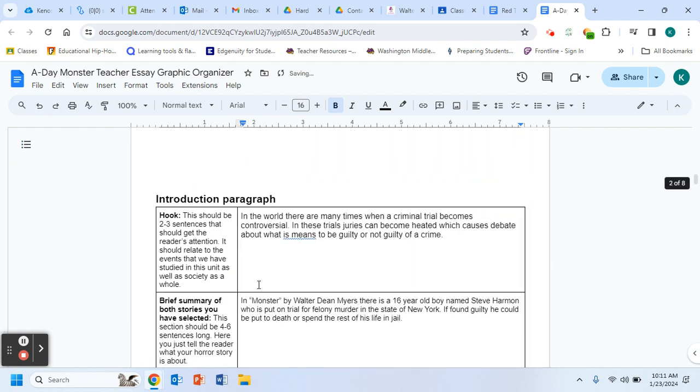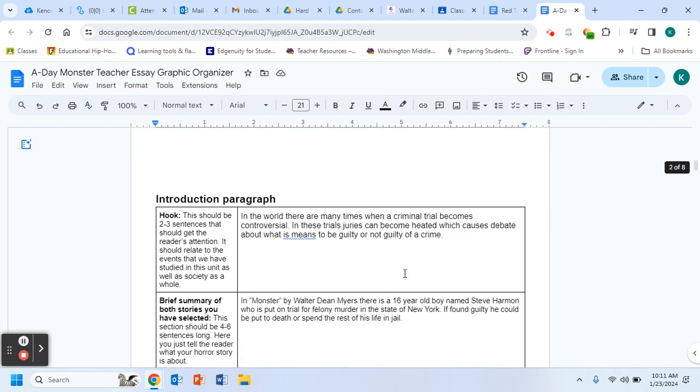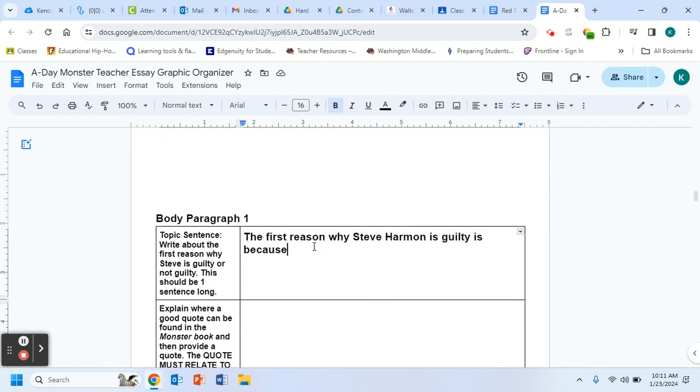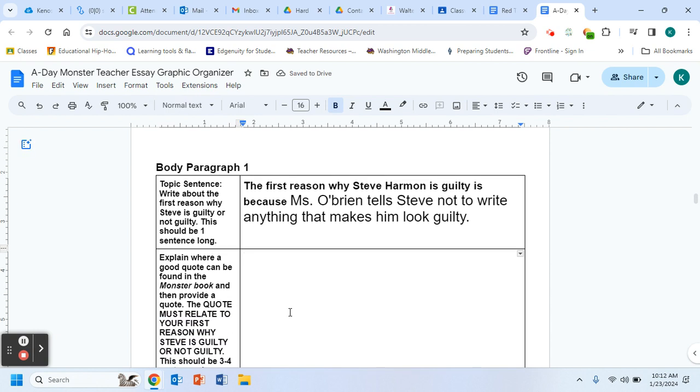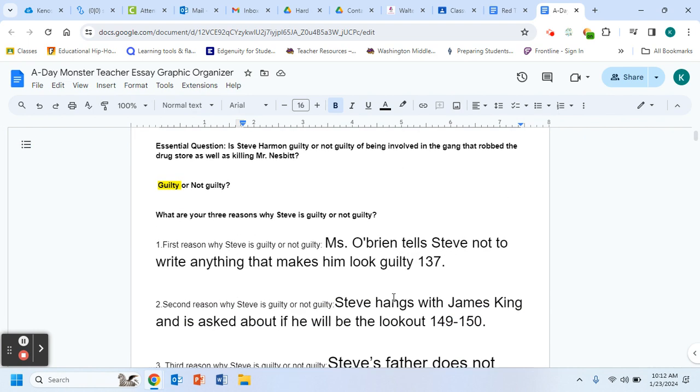and then I'm going to literally grab my first reason and I'm going to go like that. Easy as pie. And then I need to find a good spot where I can find the quote, but lucky for me, I had you write the quotes down. So it's on page 137.